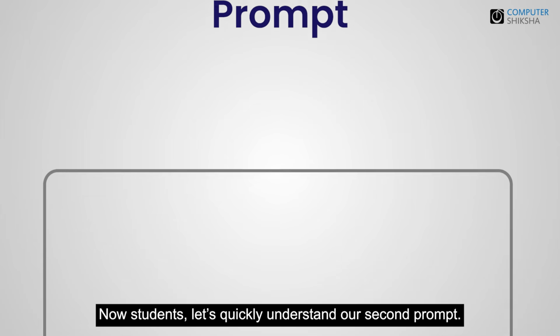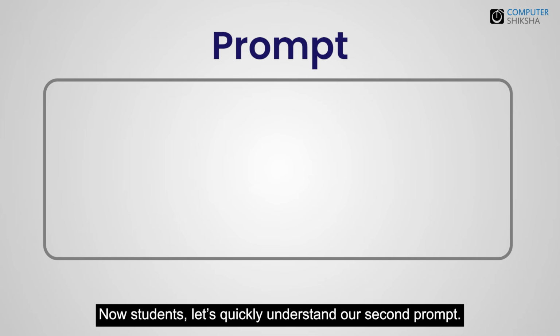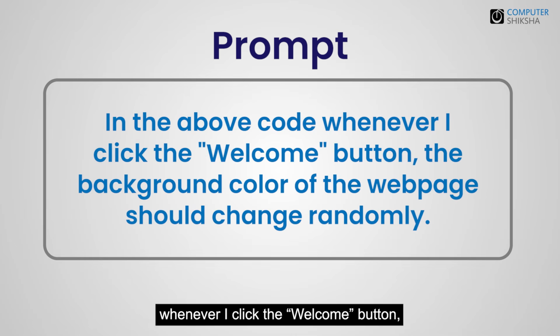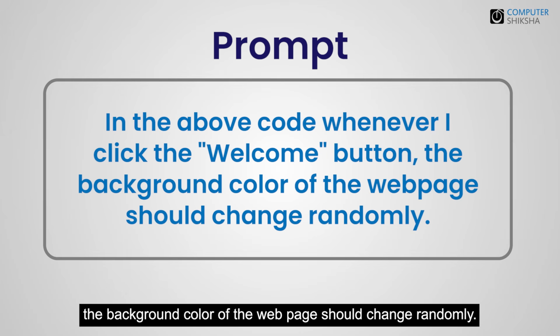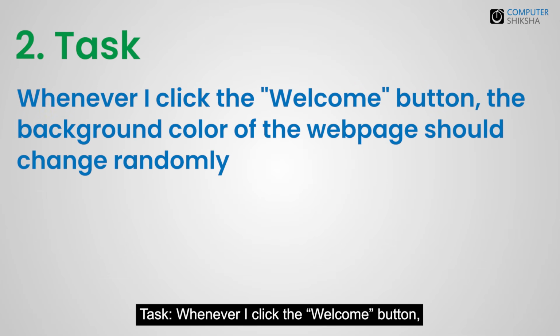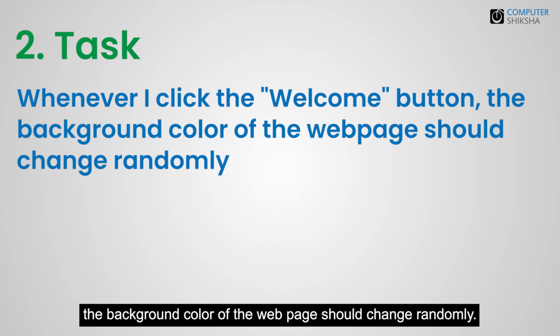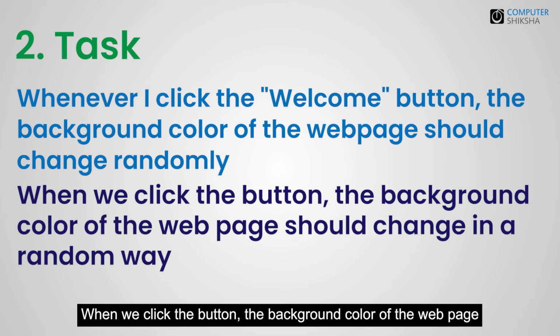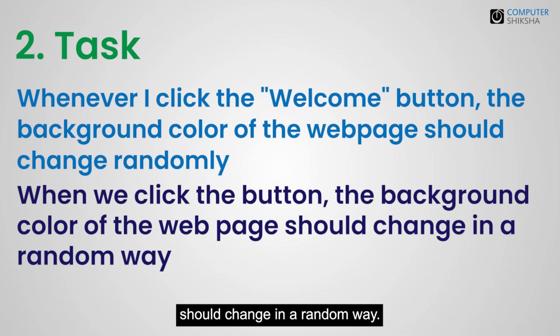Now students, let's quickly understand our second prompt. Our second prompt was, in the above code, whenever I click the welcome button, the background color of the web page should change randomly. Task. Whenever I click the welcome button, the background color of the web page should change randomly. We are telling AI what we want. When we click the button, the background color of the web page should change in a random way.